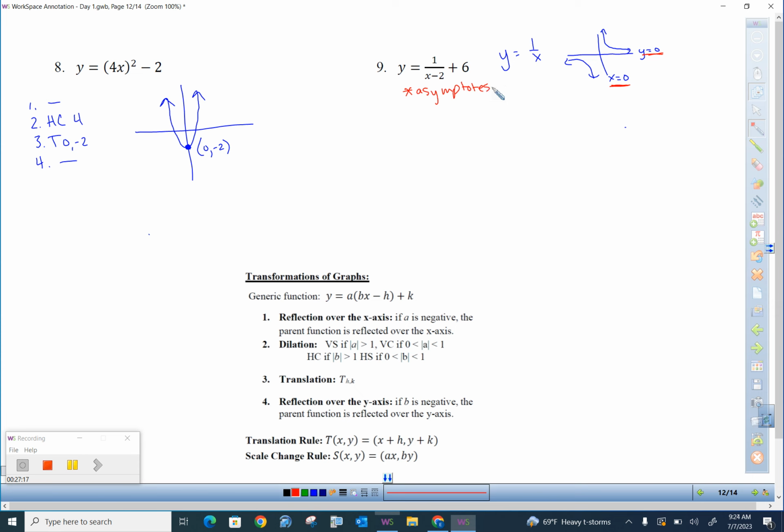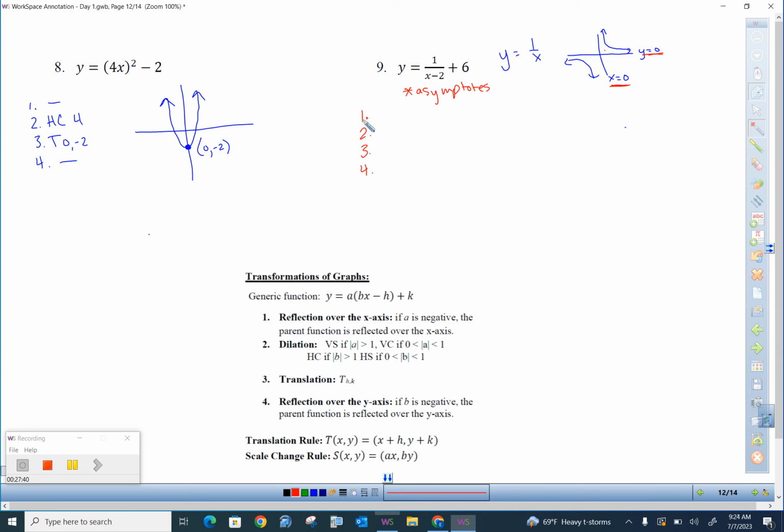Okay. If we have a reflection, that changes where our branches go. If we have a stretch or compression, that just shows how far away these branches are from the asymptote. So all that will be important as we go, but the only thing we need to label are those vertical and horizontal asymptotes. So 1, 2, 3, 4 here.